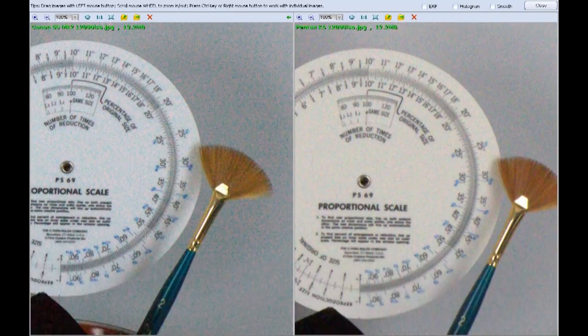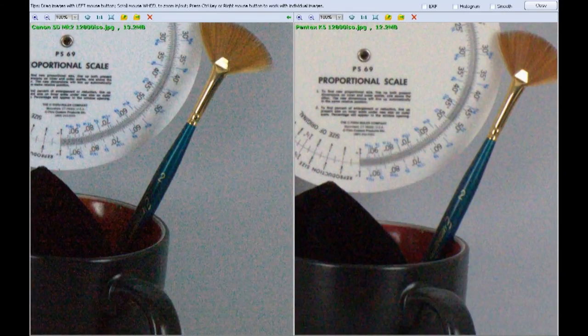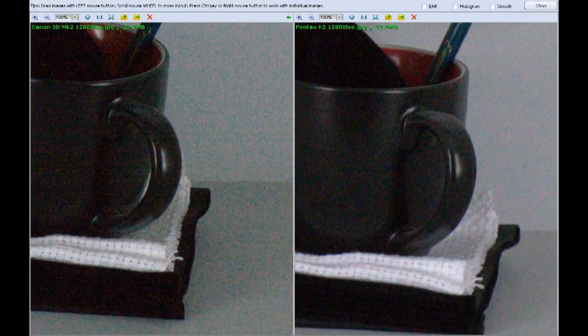So, with that being said, if you guys want to post your comments on this, go right ahead. I hope for some of you who have been looking at the K5, you're happy now. Well, there you have it. I would say, hands down, if we're looking at ISO ranges between 3200 to 12,800, the Pentax K5 beats the Canon 5D Mark II in an ISO noise test going head-to-head with each other.